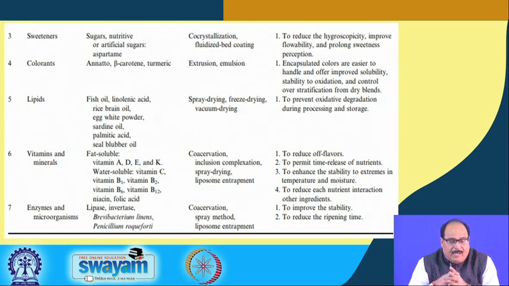Colorants like annatto, beta carotene, turmeric, etc. They are microencapsulated using extrusion or emulsion methods, and their encapsulated colors are easier to handle and offer improved solubility, stability to oxidation, and control over stratification from dry blends.